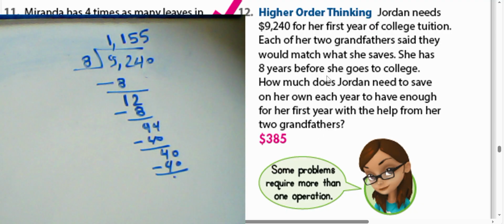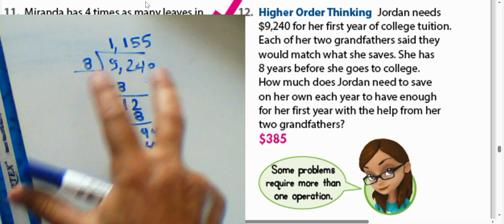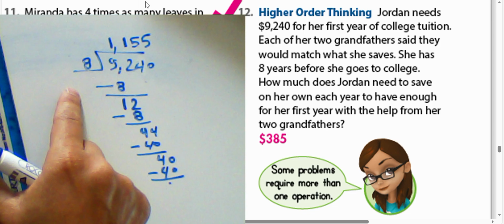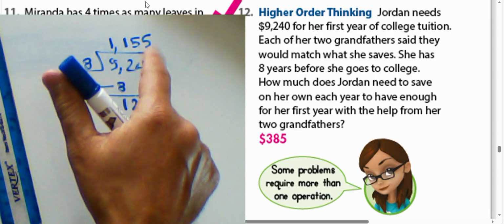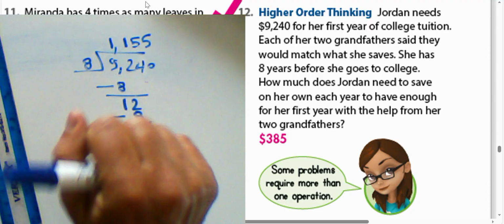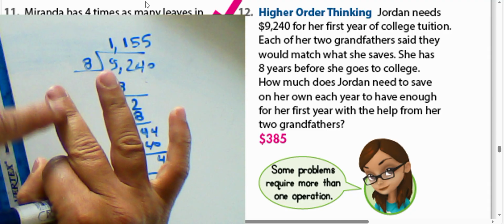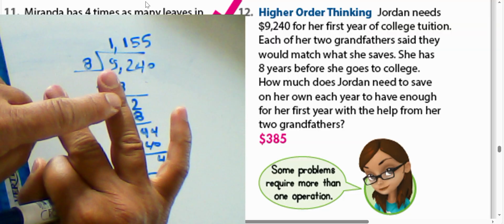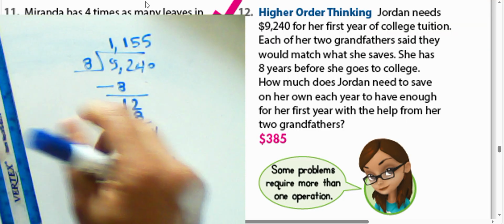We have 8 years before Jordan goes to college. How much does Jordan need to save on her own each year to have enough for the first year? Okay, understood. We divided the total money by 8 years, then the total will be $1,155 each year over 8 years. We have 3 persons. We have Jordan and what? Her 2 grandfathers. So we have 3 persons who will pay the money.